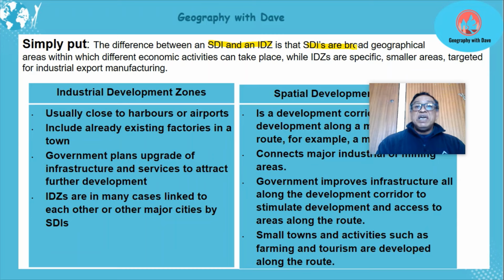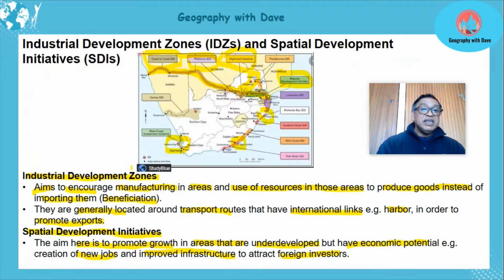SDIs, which are spatial development initiatives, are broad geographical areas. It covers a larger area with the transport networks, etc., as I showed you, with different economic activities taking place. While the IDZ is a specific smaller area. Remember, it's like Saldanha Bay, and maybe I'll go back to that. Can you see Saldanha is a specific area? It's that little dot there.